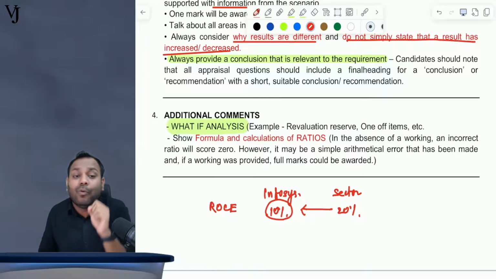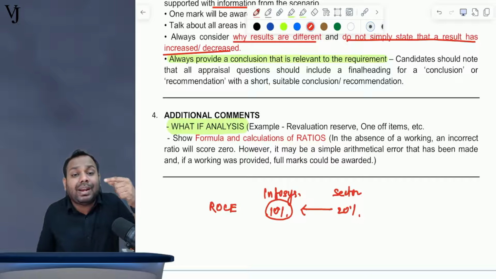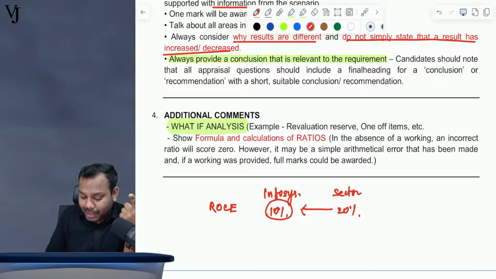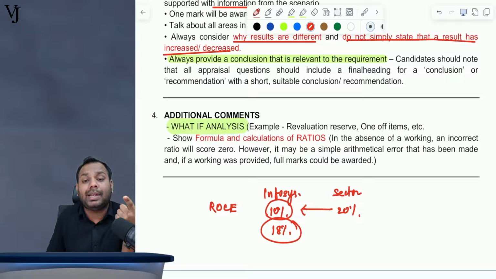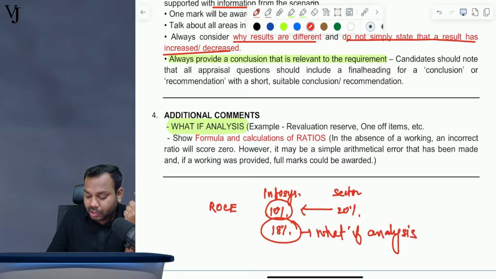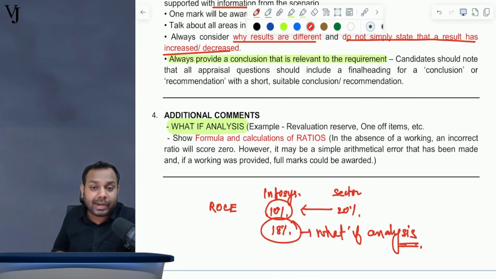What if analysis. What if the revaluation reserve was not existing? In that case, my ROCE would have been 18%. So now you have to calculate 18% and 10%, and both. This is called what if analysis. So you have to give your what if analysis as well. I believe you are understanding this part.